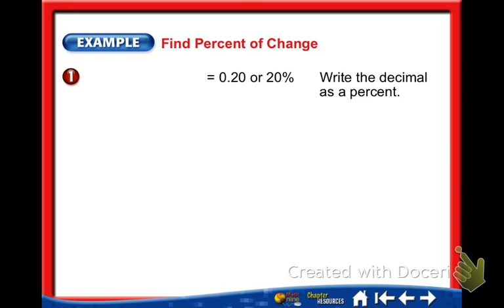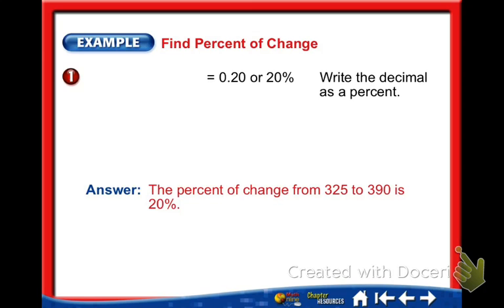When you change your fraction to a decimal, you'll get 0.20. Write the decimal as a percent by moving your decimal 2 places to the right. So 20%. The percent of change from 325 to 390 is 20%.